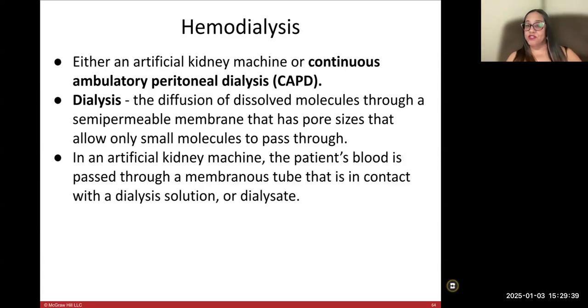Hemodialysis uses either an artificial kidney machine or continuous ambulatory peritoneal dialysis, called CAPD for short. Dialysis is the diffusion of dissolved molecules through a semi-permeable membrane that has pore sizes that only allow small molecules to pass through it. In an artificial kidney machine, the patient's blood is passed through a membranous tube that is in contact with the dialysis solution, or a dialysate.